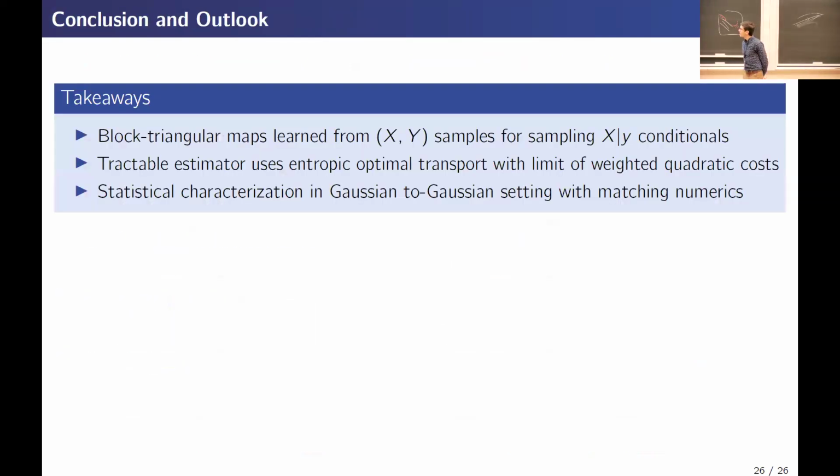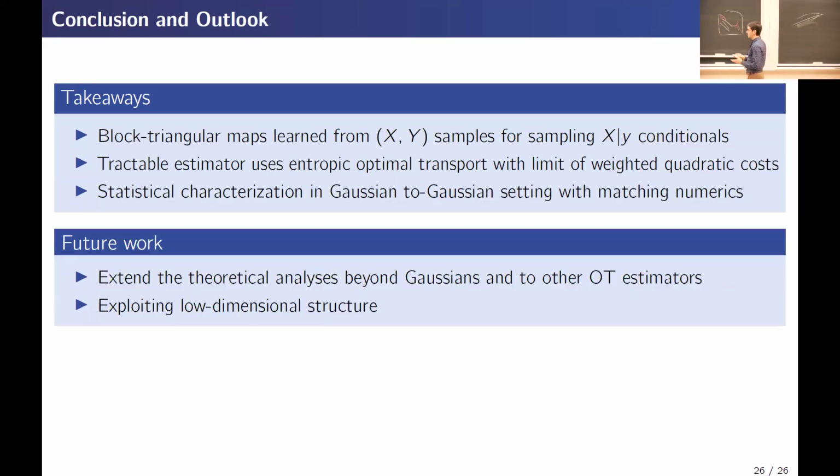So just to conclude, we're building estimators for these block triangular maps. We propose an estimator that's tractable, based on EOT, and we do have some characterization. It's all in the Gaussian setting, so I'll happily admit that it's limited, but there's a lot of room here to look at some analysis beyond Gaussian settings. One topic that I'm quite interested in is how these estimators might adapt to low dimensional structure in the conditionals. I have some ideas of how to do that, but I'm also happy to chat with other folks about this.